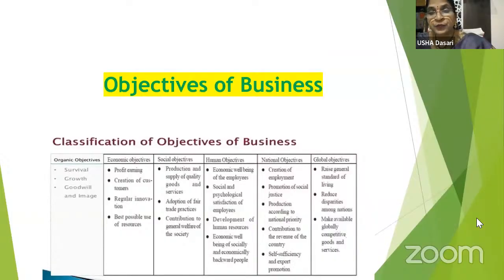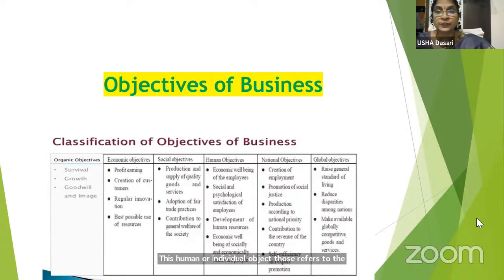Human or individual objectives refer to the objectives related to the individual needs of the employees of an organization. As employees are one of the most valuable resources for every organization, the satisfaction of their objectives is very important. So what are they? They are listed here: economic well-being of the employees, social and psychological satisfaction of employees, development of human resources, and so on. All these are the human objectives.